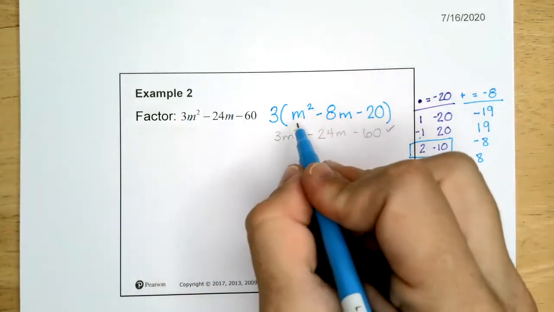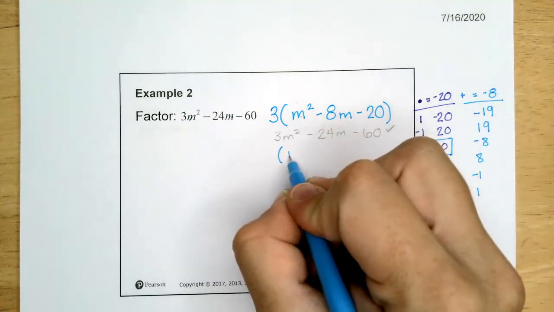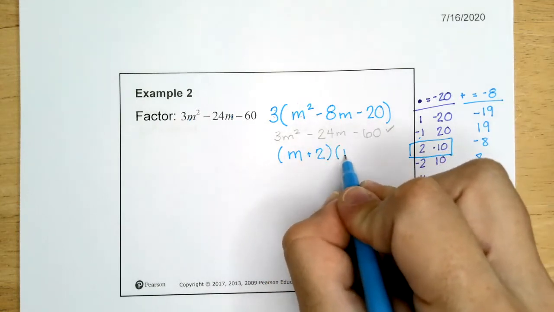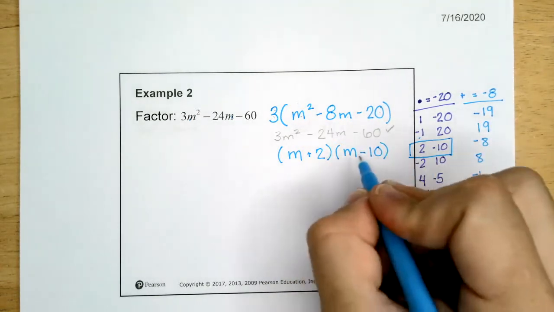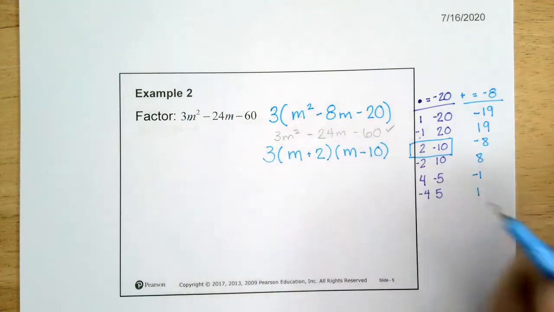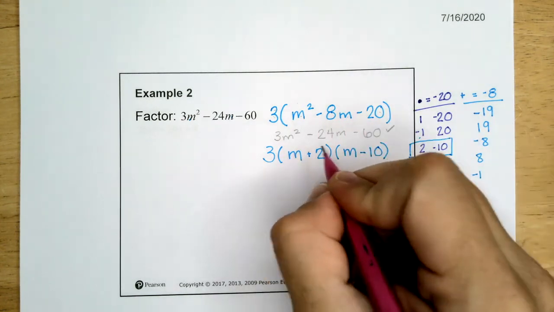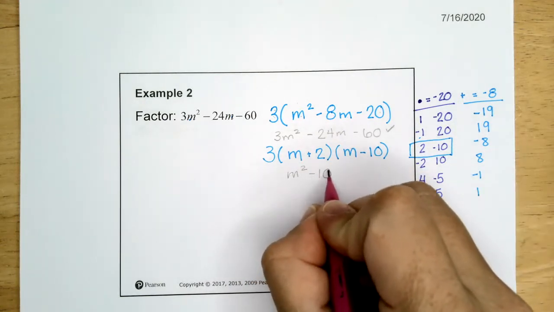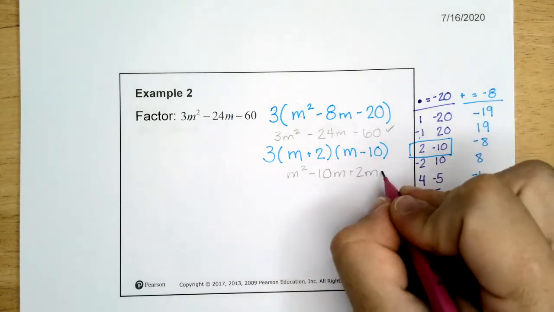So instead of m squared minus 8m minus 20, now I have m plus 2 times m minus 10. And I don't want to forget to bring that 3 down. Okay, and then we're going to check it. So if I check it, I'm going to say m times m is m squared. m times negative 10 is negative 10m. 2 times m is plus 2m. 2 times negative 10 is negative 20.